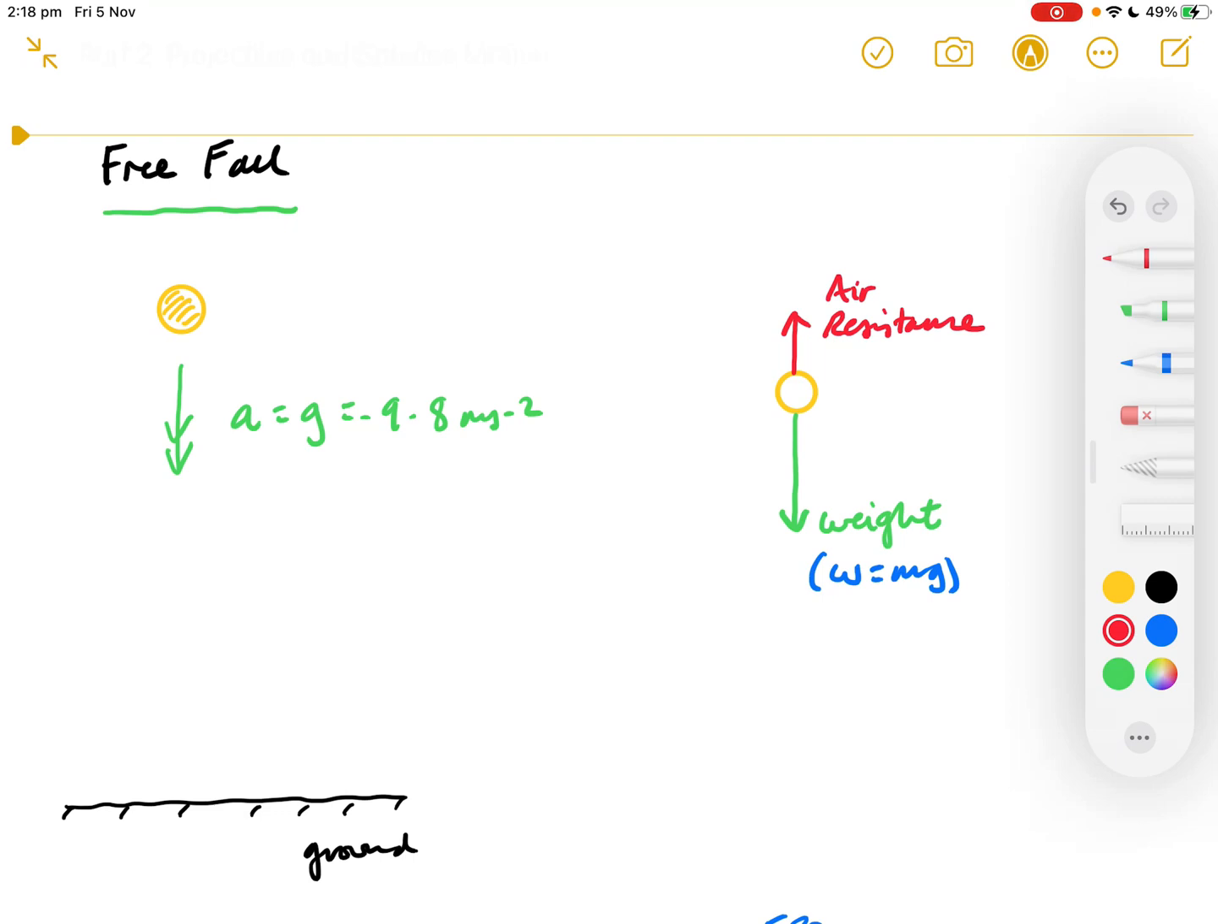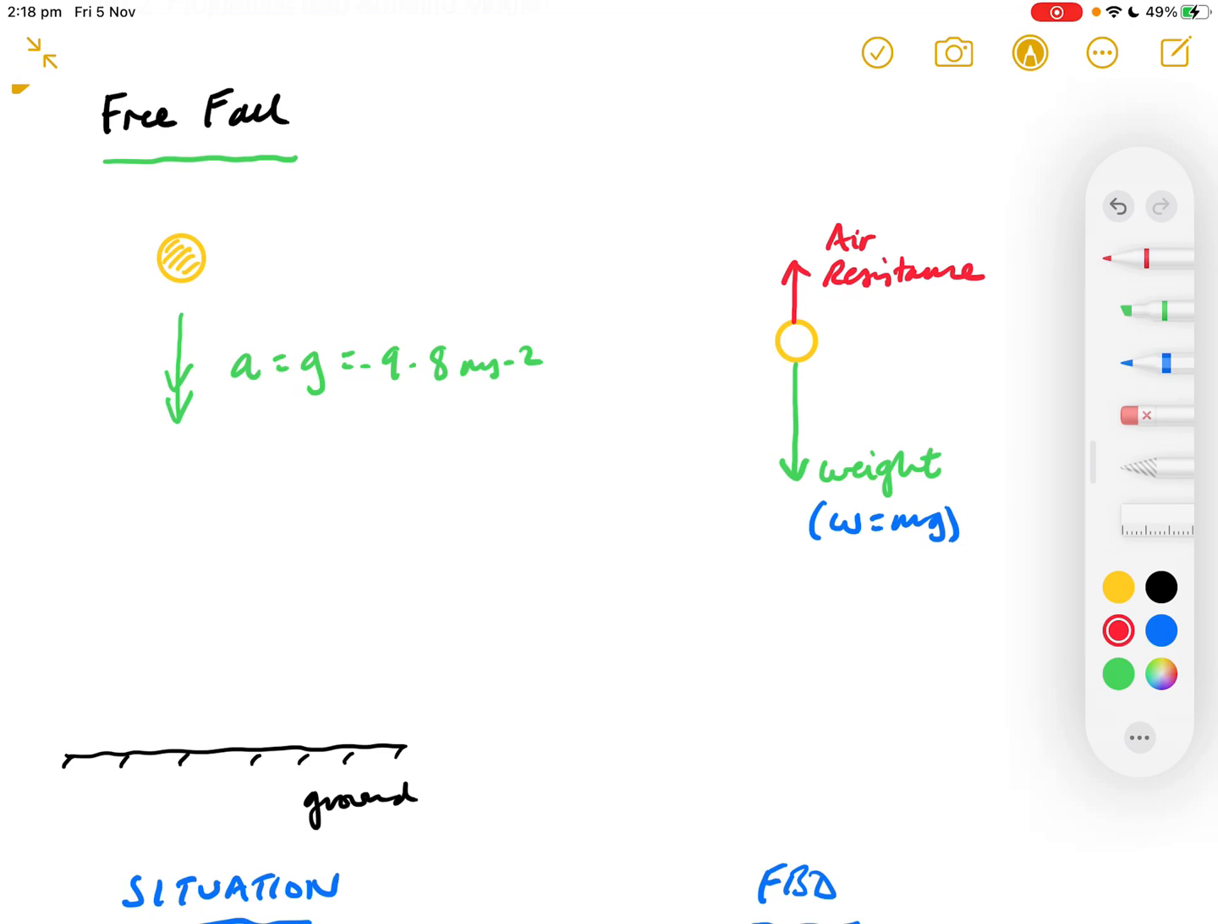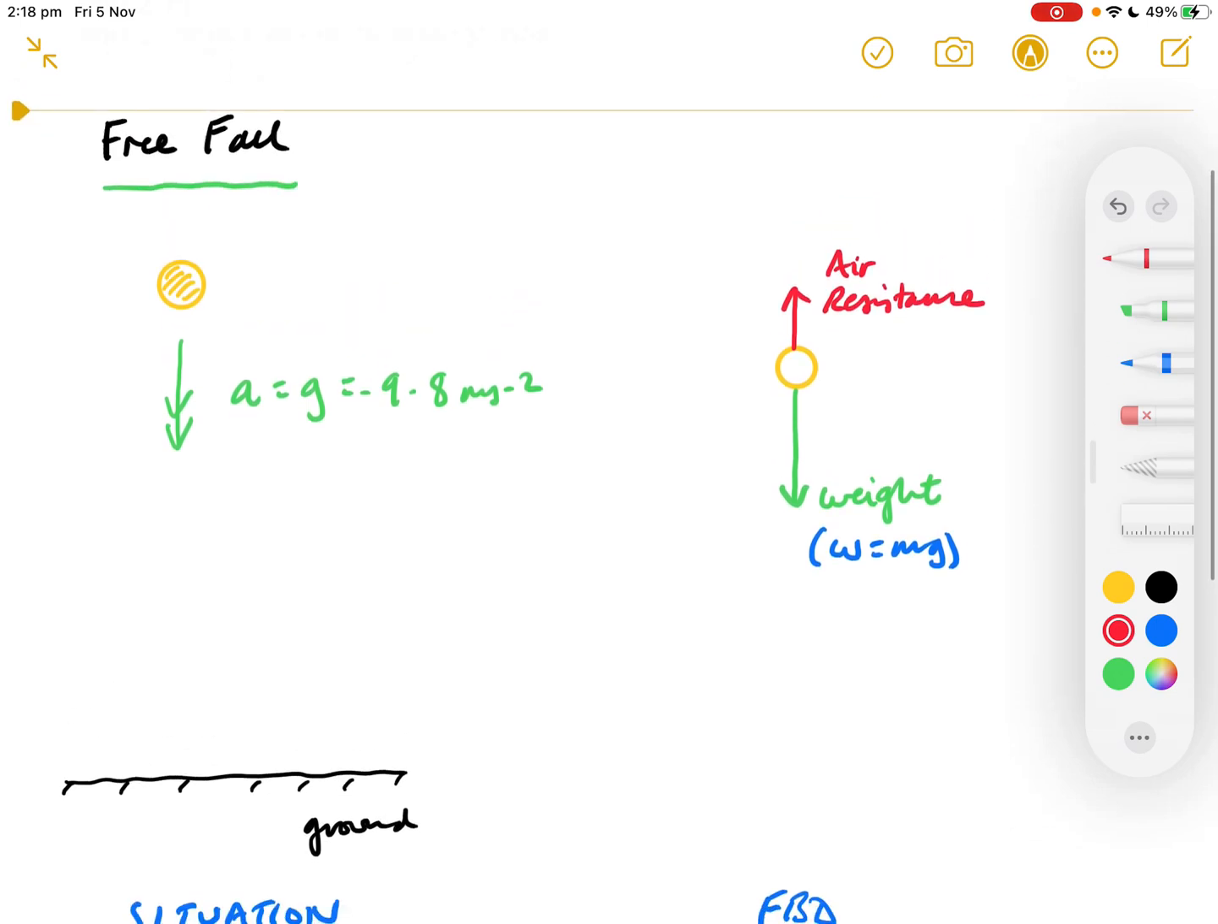Now the size of that air resistance, of course, depends on the speed. The faster the body goes, the bigger the air resistance. And of course, the largest magnitude the air resistance can ever have is to equal the weight, at which point you have reached terminal velocity. So if we ignore air resistance, then a body in free fall only has the weight force acting on it. That's the gravitational pull of the Earth on that body, and it will accelerate downwards at 9.8 meters seconds to the minus 2.